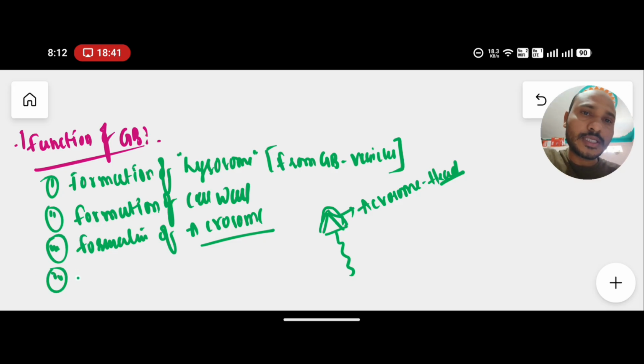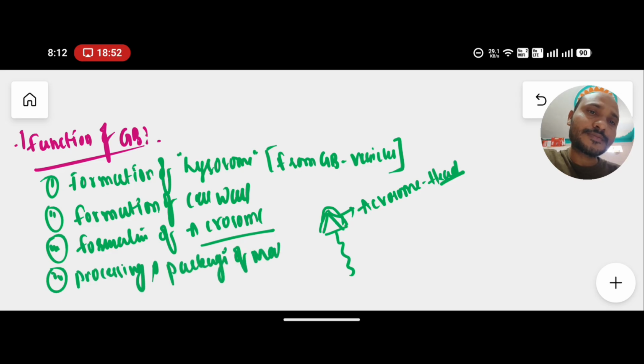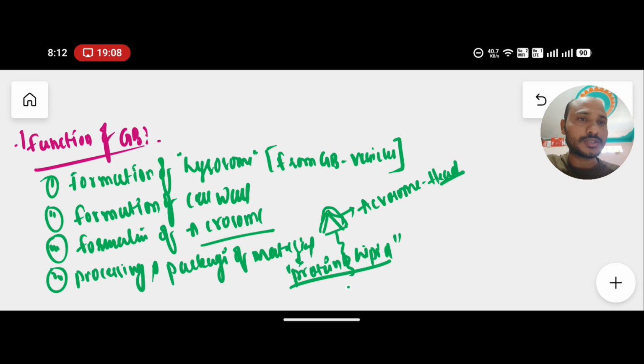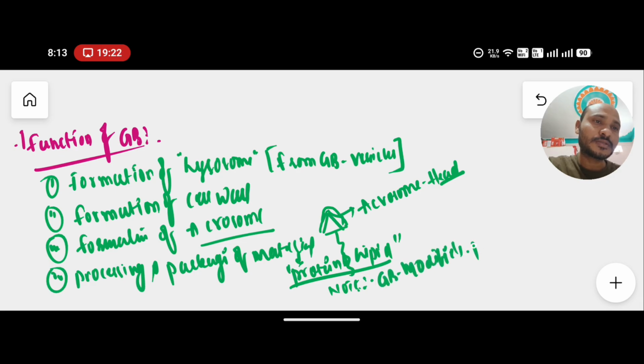And these Golgi bodies help in processing and also packaging of materials, like the material which is formed in endoplasmic reticulum, like protein materials or lipid material. And processing and packaging of these materials happens in the presence of Golgi bodies. Note here, very important note, Golgi bodies modify these proteins or lipids. Important, this Golgi body only modifies this protein and lipid material, but it is synthesized by the rough endoplasmic reticulum and smooth endoplasmic reticulum.